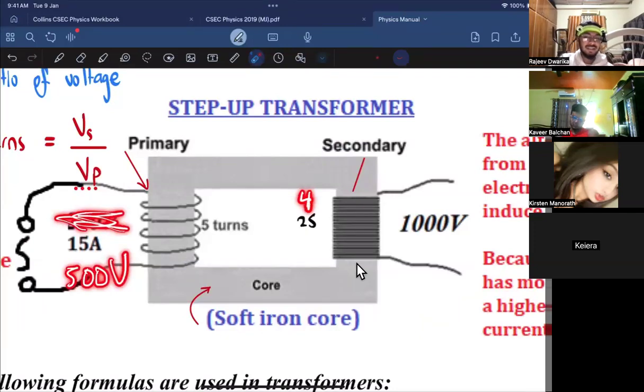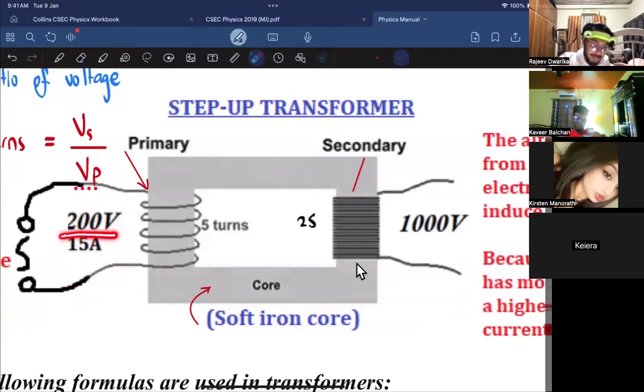You think that makes sense? If you want to get a step up, if you want to get more voltage, less or more turns? More. So, Kira, you can do it. Look at what happened one more time. The voltage is 5 times bigger. Since it's 5 times bigger, it's 5 times more turns. So, if this is 500 volts, figure it out.